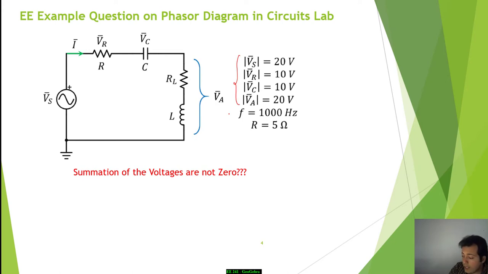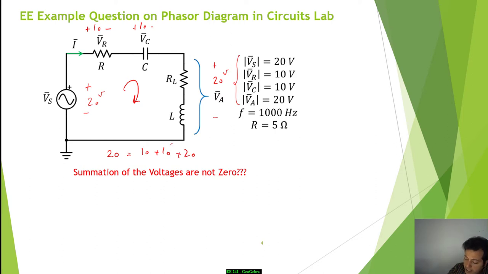For example, let's say that I have this circuit, and I already know these values. I know that my Vs is 20 volt. I measured this voltage by the multimeter, for example. I know that my Vr is 10 volt, my Vc is 10 volt, and I know that my Va is also 20 volt. Now let's make the KVL. 20, which is for Vs, is equal to 10 plus 10 plus 20. Well, does this mean that the KVL doesn't hold here?